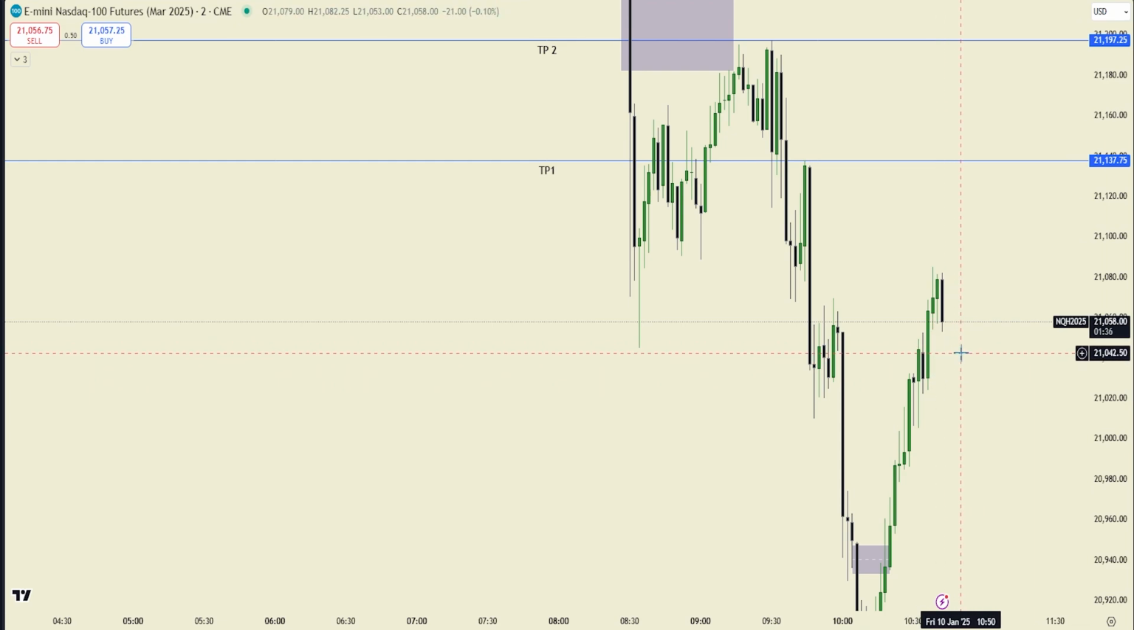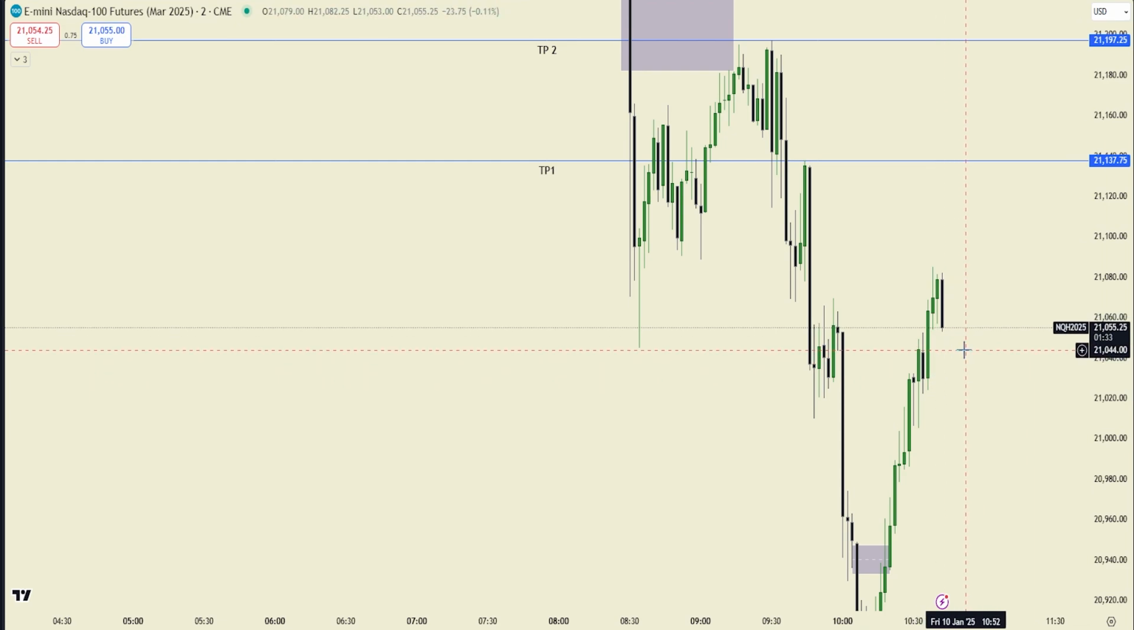All right, so if price comes back to this level here, that's the break even for the 2 minute.